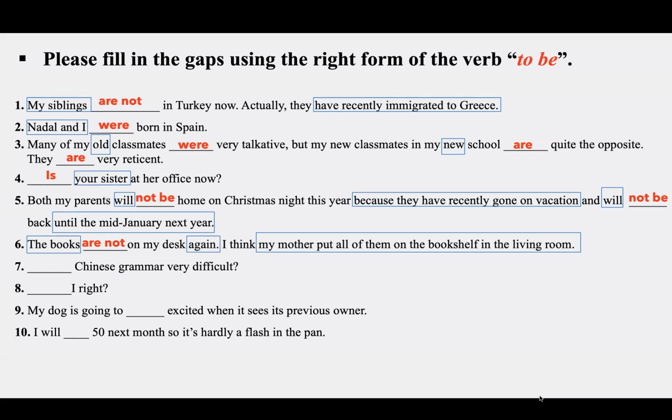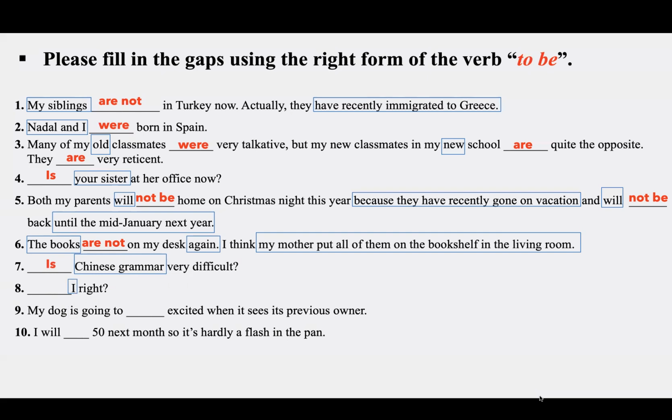Number 7, Chinese grammar, very difficult. So the subject is Chinese grammar, so it is singular. It's asking about a general fact. It's talking about Chinese grammar in general, right? So that's why we should use the present form. In other words, the subject pronoun is it. So we should use is: Chinese grammar is very difficult.